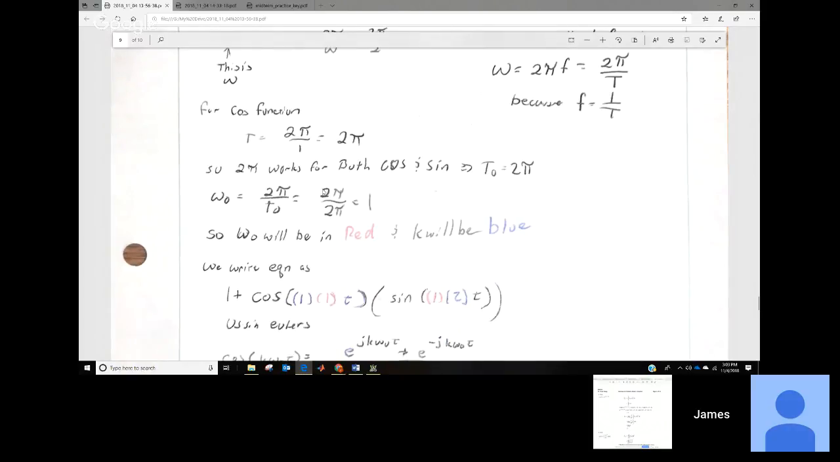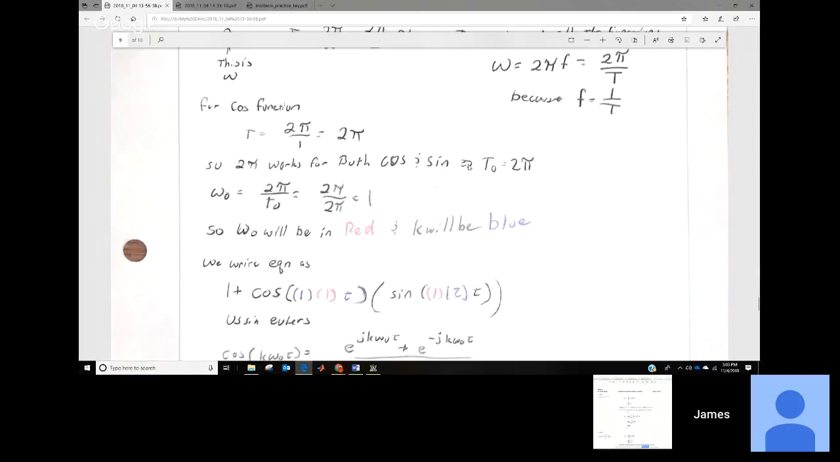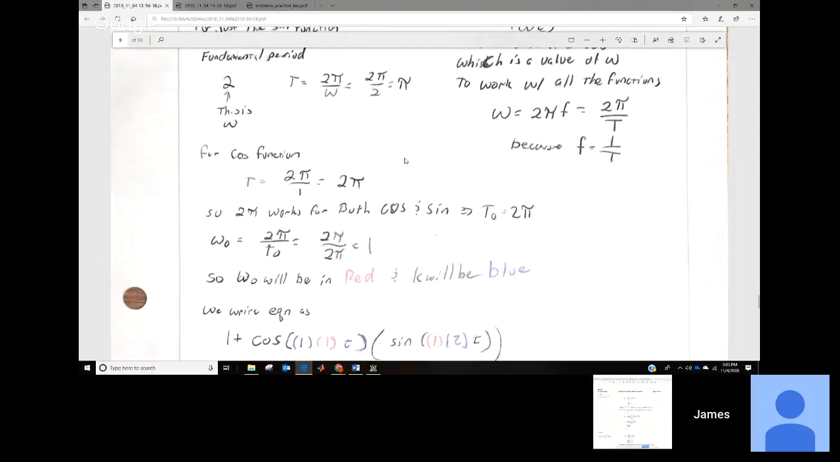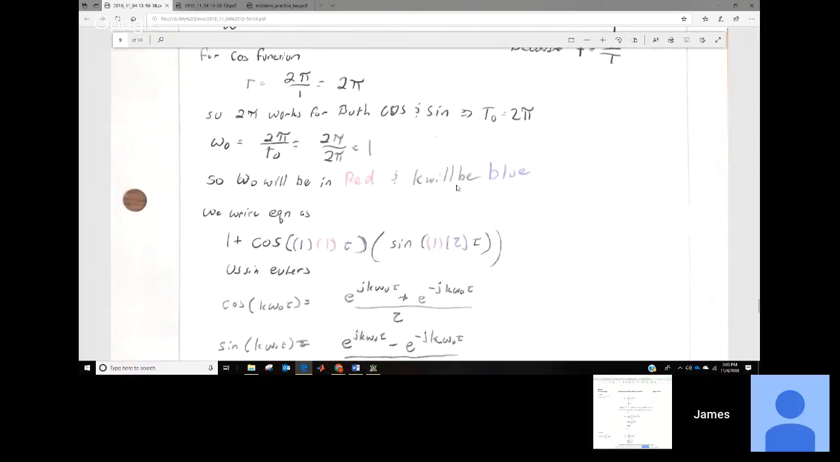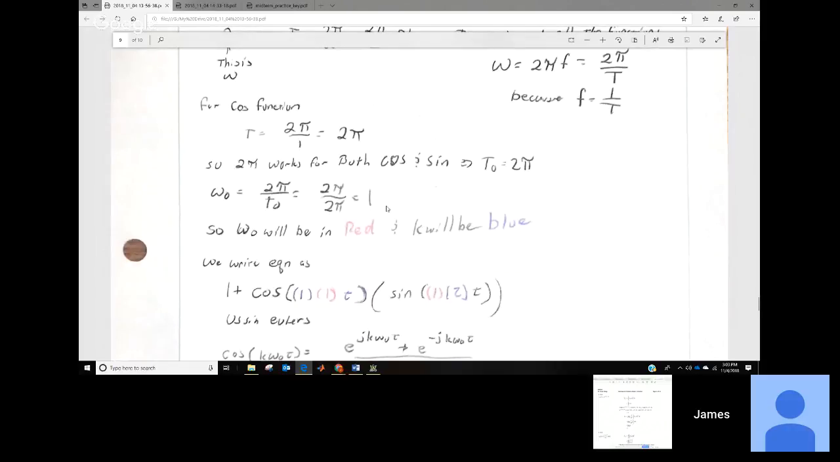So the period that works for both cosine and sine, our fundamental period, is 2 pi, because you can't have a period of pi with the cosine of t, since you'd only be halfway through the function before it started repeating itself. So we need a period of 2 pi for it to work. Using that, we can calculate our fundamental angular frequency, again using 2 pi divided by period. So we have 2 pi divided by 2 pi, which equals 1.